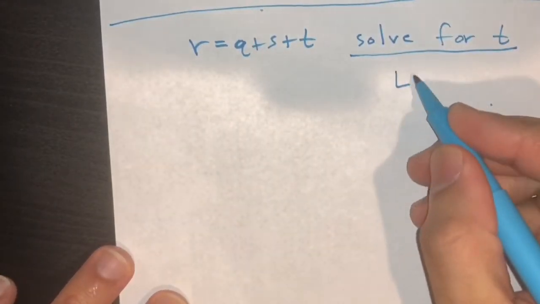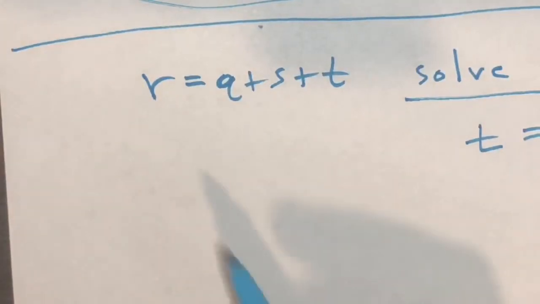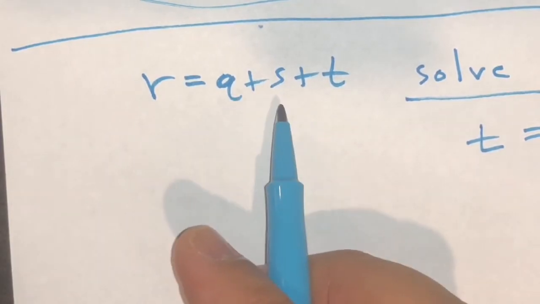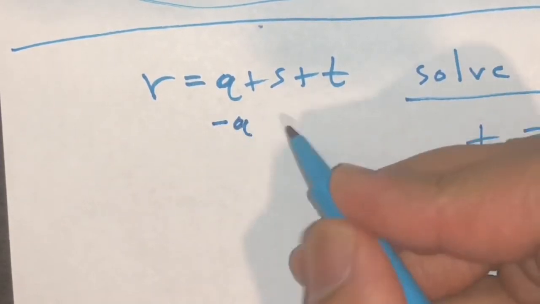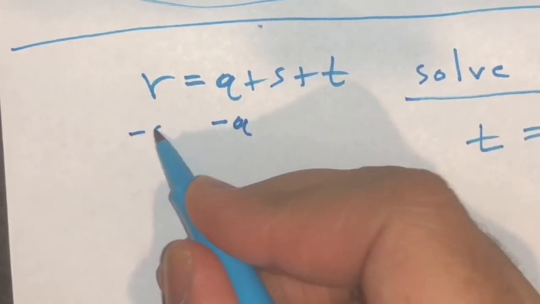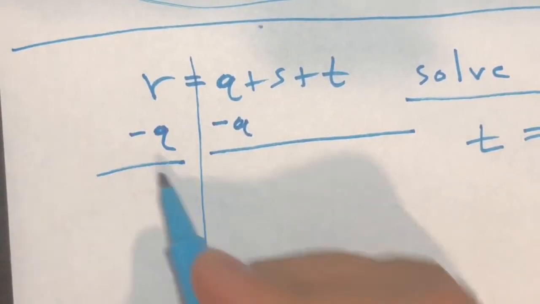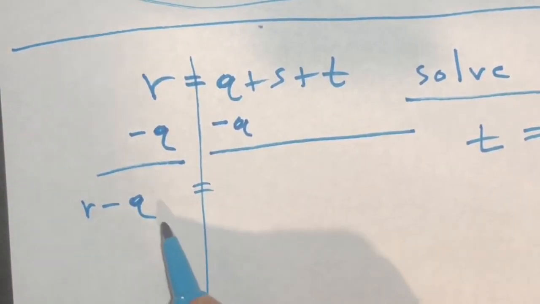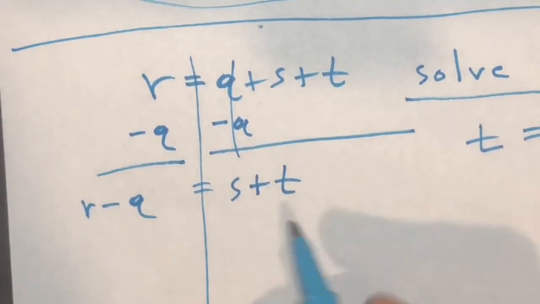Okay, so at the end of this, we want T equals something. So we see that next to the T we have Q plus S and then plus T. So basically if we can just subtract Q, right, we'll be left with R minus Q on this side. They're not like terms, so we can't simplify that. These go away. Now we have S plus T.